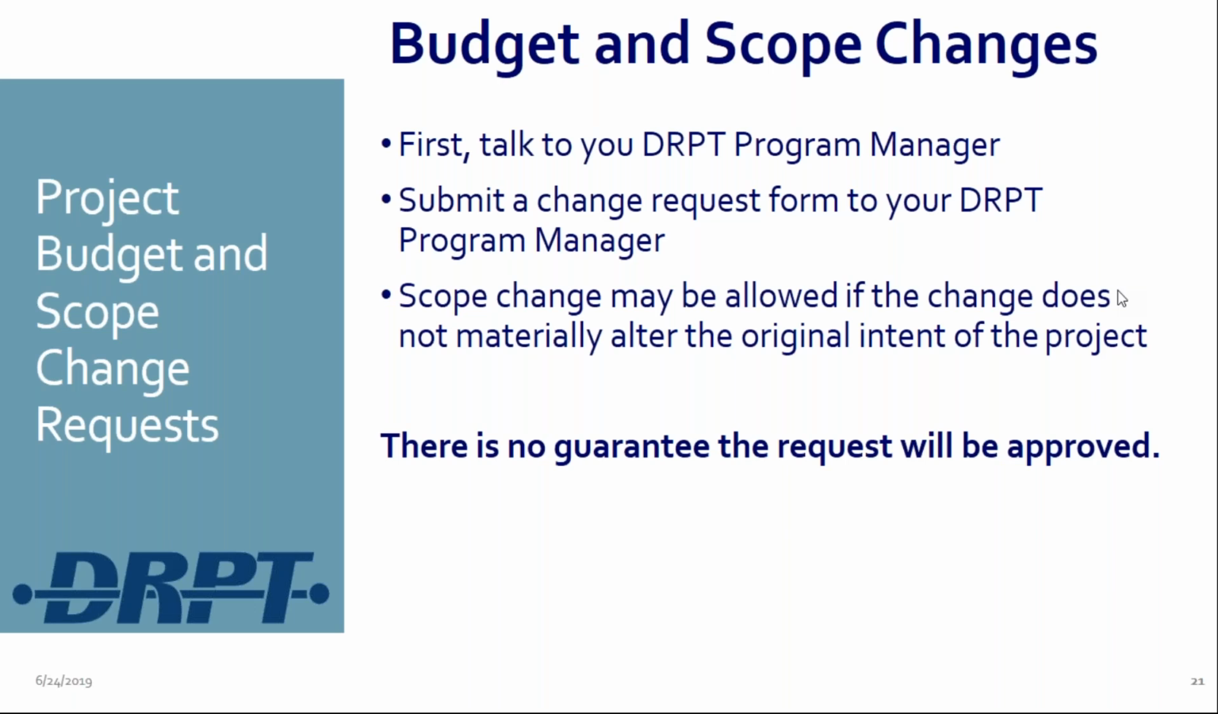Project budget and scope change requests are discussed in Chapter 9 of DRPT's FY20 Grant Administration Procedures. The requests for budget and scope changes are not submitted in Olga. The forms for requesting budget and scope changes can be obtained from your program manager. Scope changes may be allowed if the change does not materially alter the original intent of the project, and we'll talk about that a little bit more on the next slide.